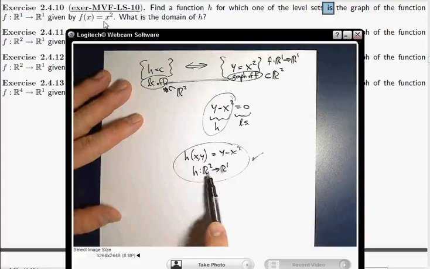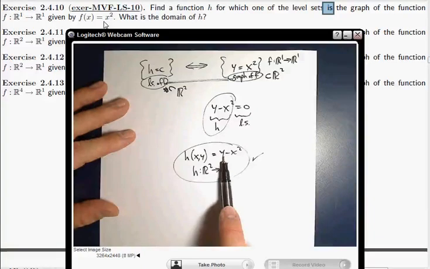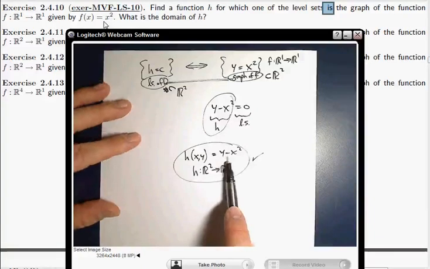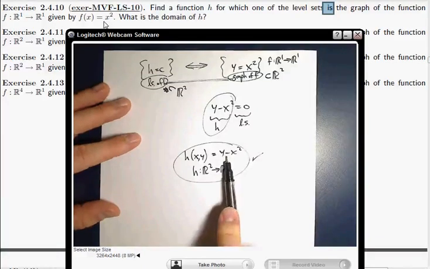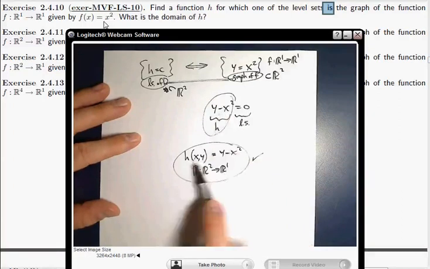All we have here, this function h, is a function from all of R2 to R1. This is perfectly well defined at any vector in R2. Right, and it's just that I will happen to be looking at a particular level set of that function, but that function is defined everywhere.